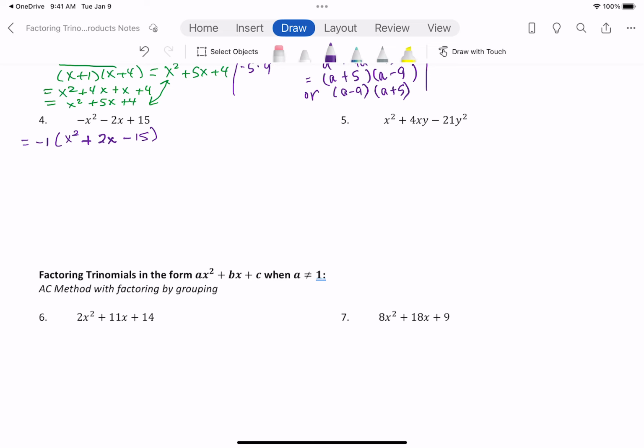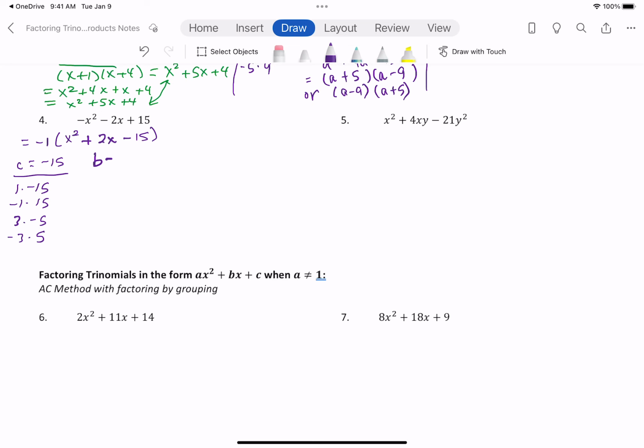Alright, so now that we have a equal to 1 again, we will identify that c is -15 and list the factors. So we could have 1 times -15, -1 times +15. 15 is not evenly divisible by 2. It is evenly divisible by 3. So we could have 3 times -5. We could also have -3 times +5. And again, if you keep going, you're just going to get repetitive factors from here.